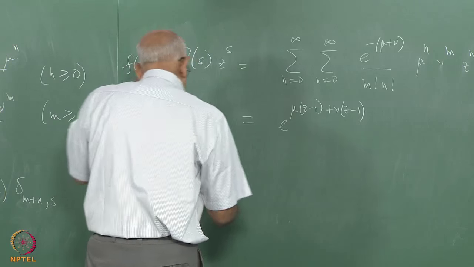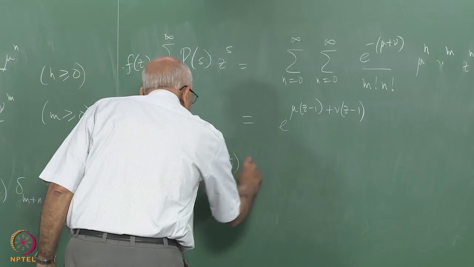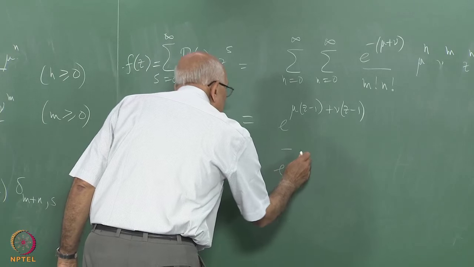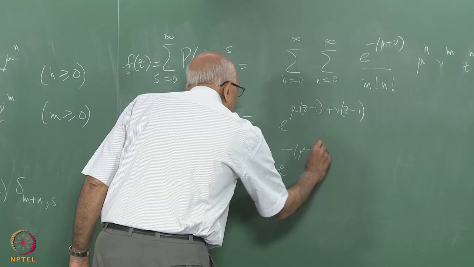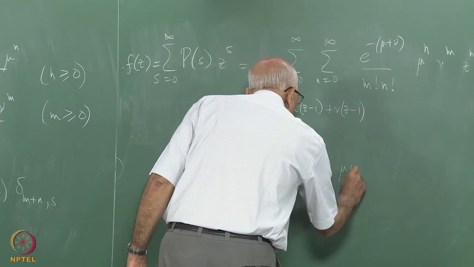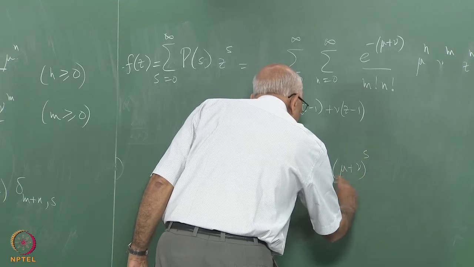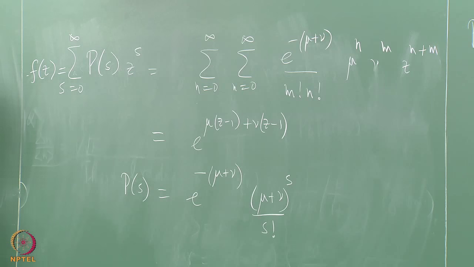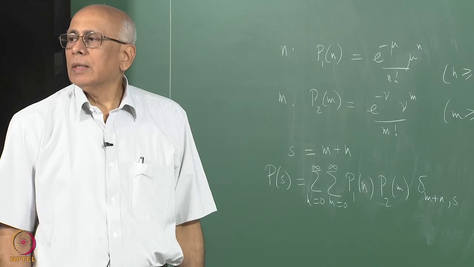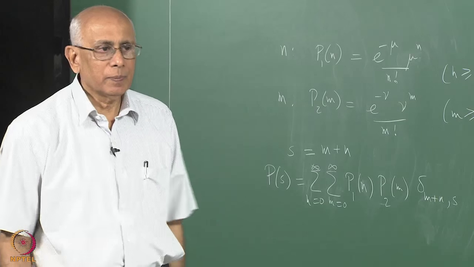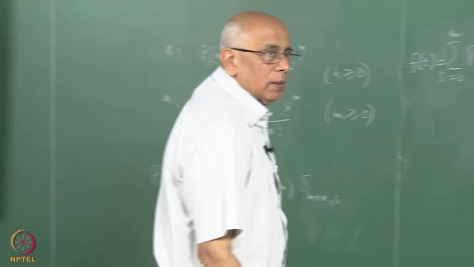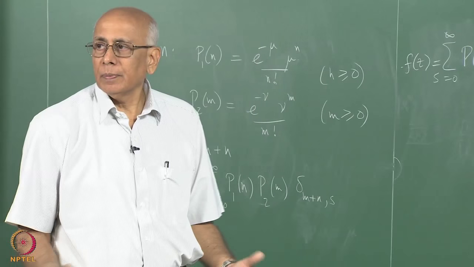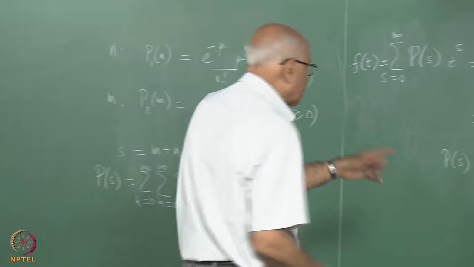Okay? And therefore, it immediately follows that P of s equals e to the power minus mu plus nu, mu plus nu to the power s over s factorial. And what's that distribution? It's a Poisson distribution with the means added up. Okay. Therefore, the variance is also added up. Variance of S is the same as the variance of this plus that.